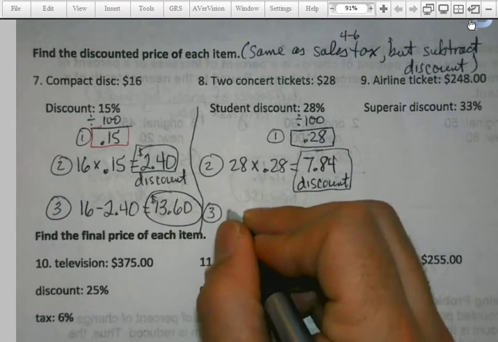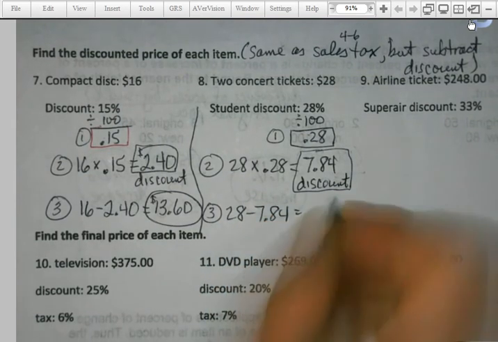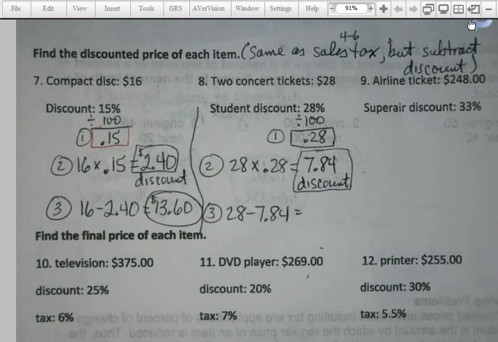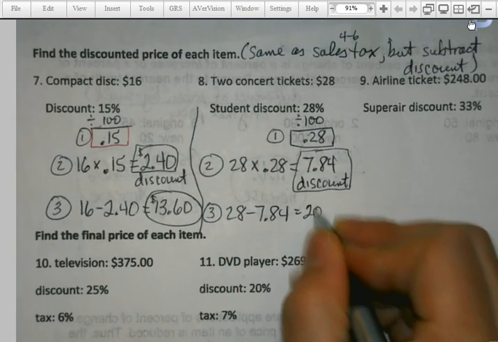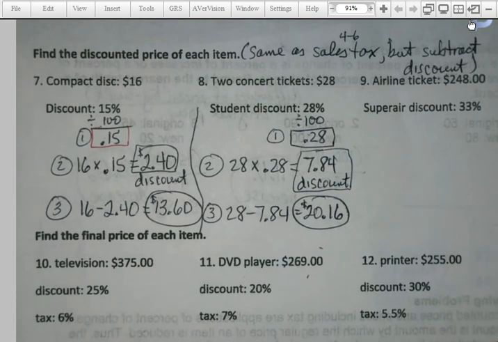Then my last step is to take the price of the item minus the discount. Those two tickets would only cost me $20.16 instead of $28. Not bad.